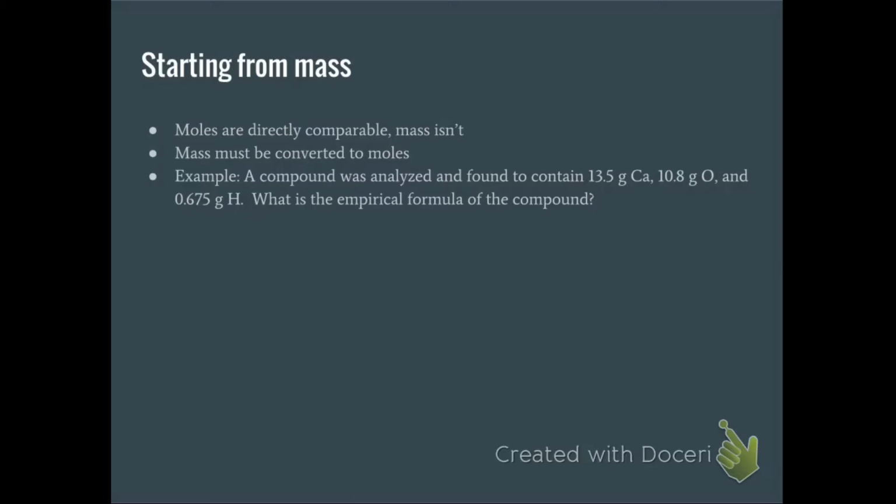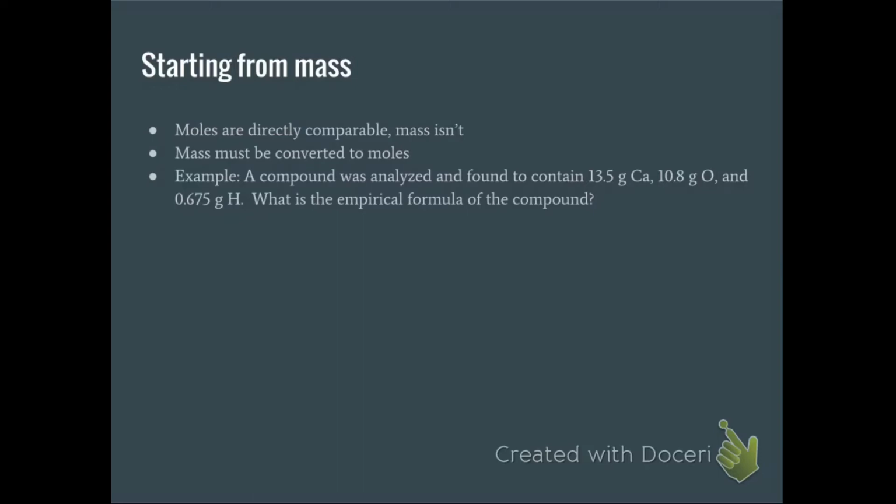So let's work an example. A compound was analyzed and found to contain 13.5 grams of calcium, 10.8 grams of oxygen, and 0.675 grams of hydrogen. What is the empirical formula of this compound? So we looked in the last video at how to do it if we're starting with moles. We're not starting with moles, so getting to moles is our first step. You should be pretty familiar with it, but we'll work through.